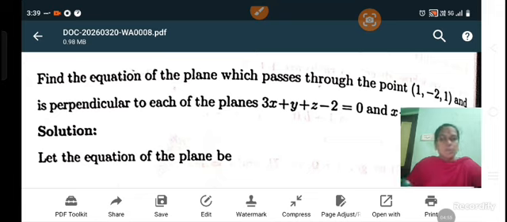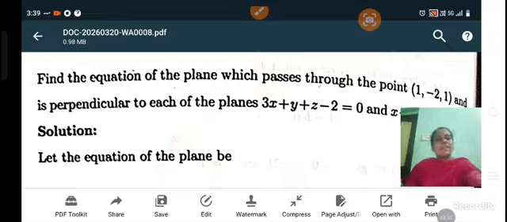In the next problem, we will learn how to find the equation of a plane passing through a point and perpendicular to two given planes. The problem is: find the equation of the plane passing through the point (1, -2, 1) and perpendicular to each of the planes 3x + y + z - 2 = 0 and x - 2y + z + 4 = 0.